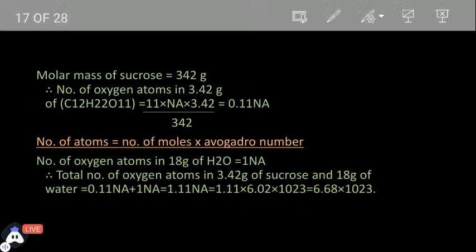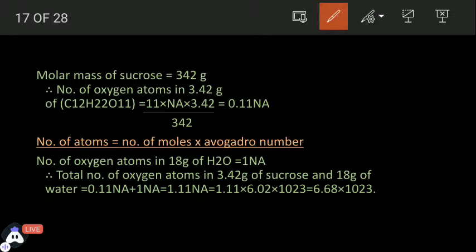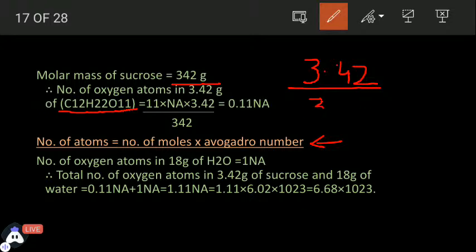See, what they have said is molar mass of sucrose. The first step was to calculate it. We know the formula of sucrose, and hence we calculated the molar mass. Now they are talking about number of oxygen atoms. As I told you, the formula of number of atoms is equal to number of moles into Avogadro number. You can even see it highlighted or underlined. Now, how do we calculate number of moles? It is given mass in grams, that was 3.42, upon molar mass, that was 342. This is how we calculated the number of moles, into Avogadro number, that remains the same. We are taking it as Na.